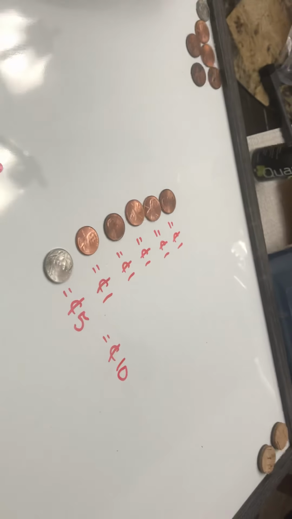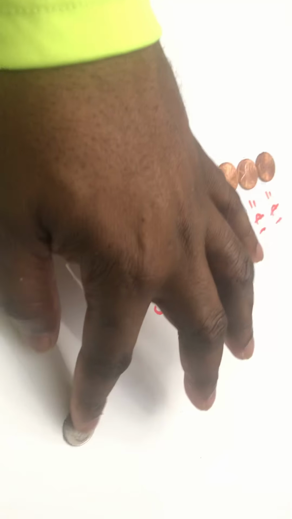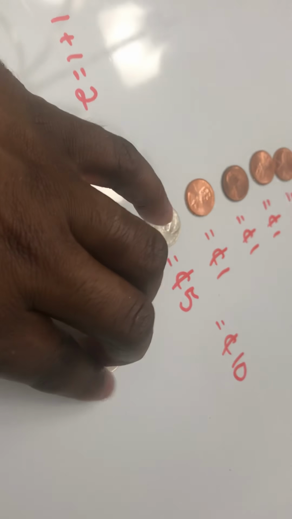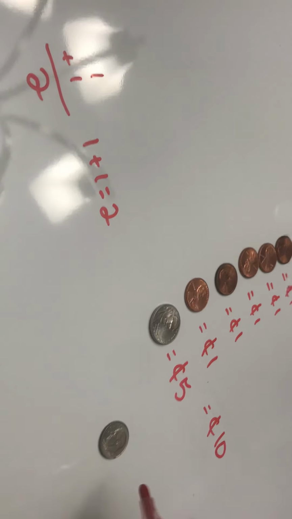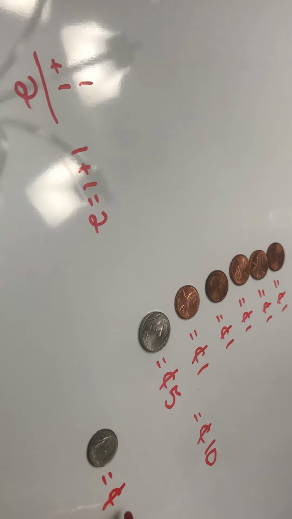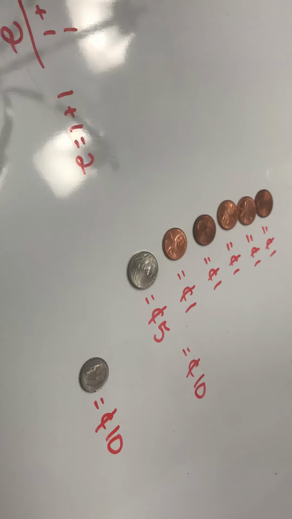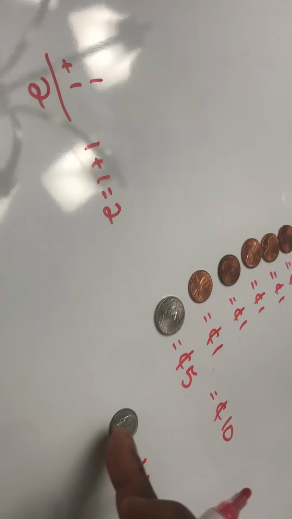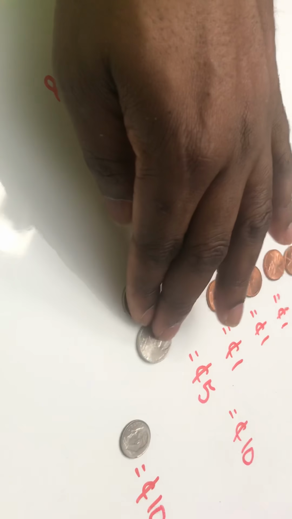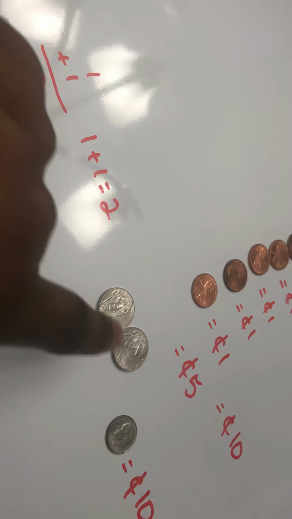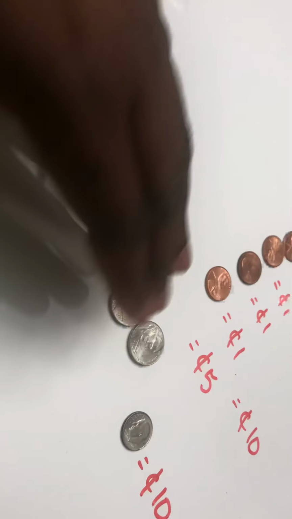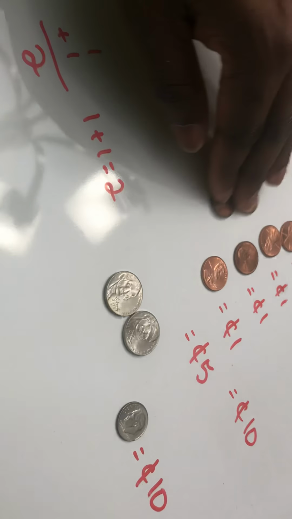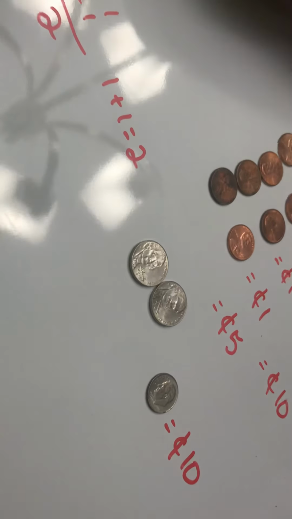Now, here's the thing. Today we're going to introduce the dime. Because guess what the dime does? The dime lets you know that this dime is worth, you guessed it, 10 cents. So that means that this dime equals 2 nickels. Because remember, a nickel is worth 5 cents. So 5 plus 5 is 10. Or it is worth 10 pennies.